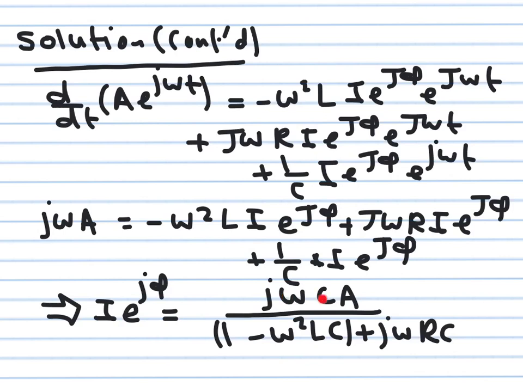I know the value of the capacitor. I know the amplitude of the source. I know the value of the inductor. I know the value of the resistor. So this all is known. This is known as a complex number. Okay?